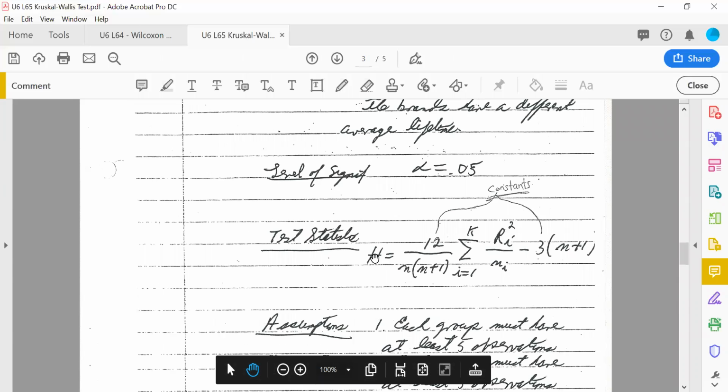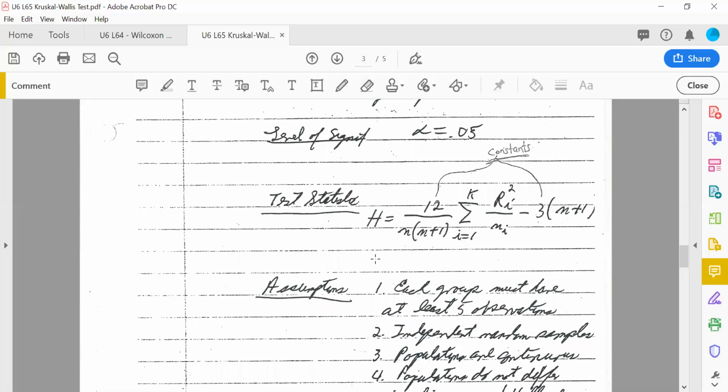Significance level is 0.05. The test statistic, okay, this looks complex. It's not. It's capital H equals 12 divided by n times n plus 1, times the sum as i goes from 1 up to k of R sub i squared divided by n sub i, and then minus 3 times n plus 1. Again, this looks complex. It is not. I promise you I'll explain this in just a moment because we're going to be doing this in just a moment.